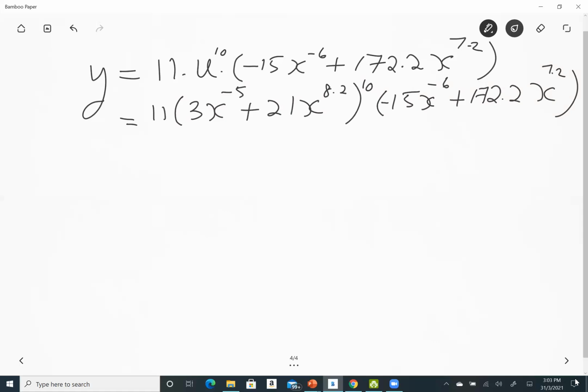We can do this. You put the u, reduce the power by 1, and then you multiply by the u prime. And then you put into the u the actual terms in x. So everything is now in x. All right, I want you to do one more.